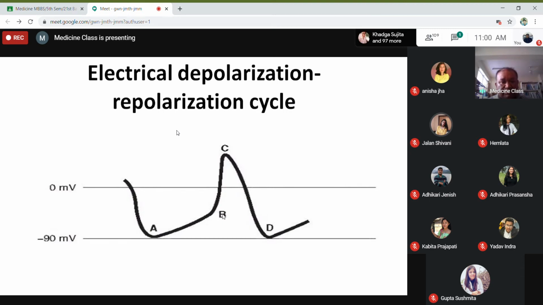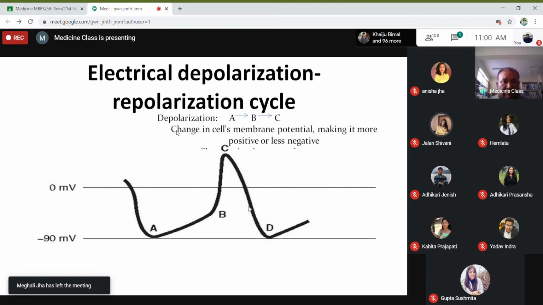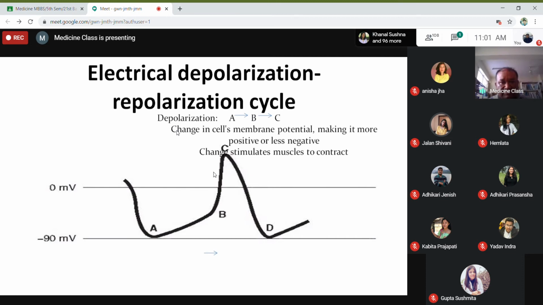From A to B, suppose, is depolarization, and coming towards the resting membrane potential is called repolarization. So depolarization is from A to B and then B to C. This is also called overshoot, and from C downwards to D is the repolarization. That is, it is coming back down to its resting membrane potential, and this action itself can stimulate muscles to contract. So this is what the cardiac repolarization and depolarization cycle is.